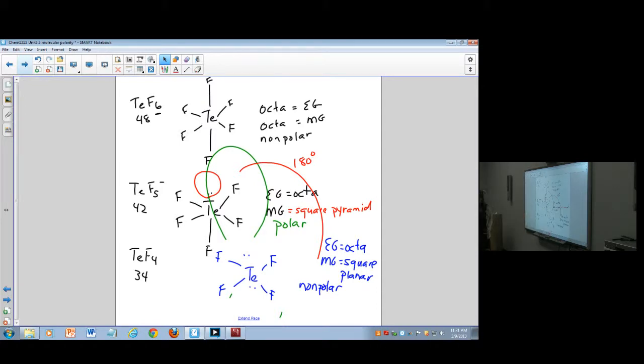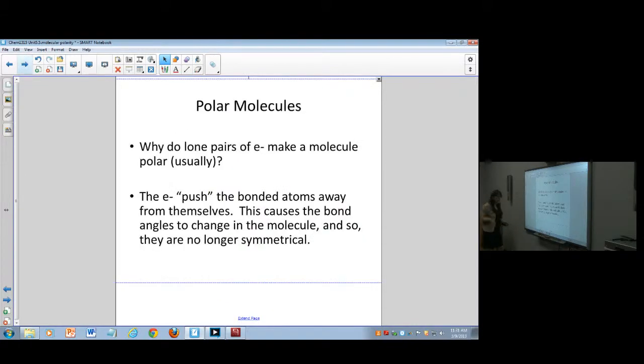So what we've been trying to see here is when molecules are symmetrical and therefore not polar, even if they have polar bonds, and when molecules are polar. So we're talking about molecules here. Basically, with only 2 exceptions, if you've got a structure with a lone pair of electrons on it, you're going to end up with a polar molecule. So lone pairs of electrons usually make the molecule polar.